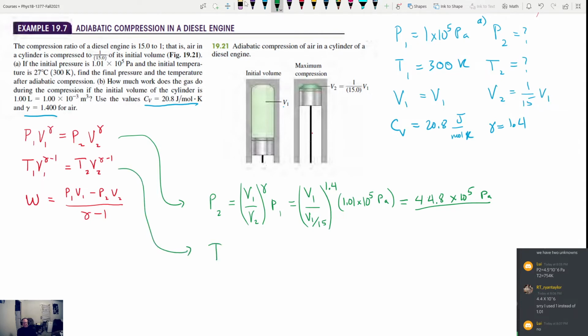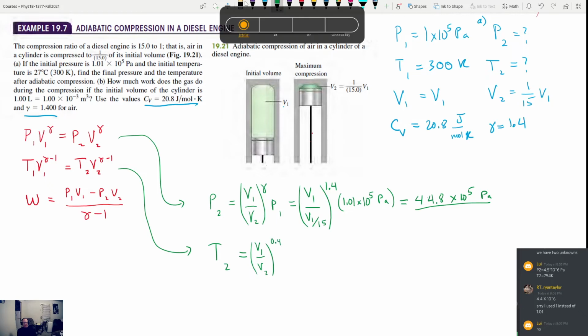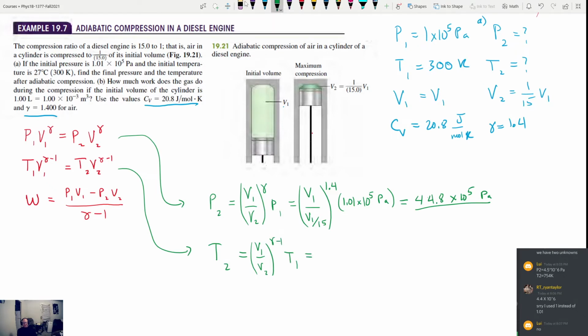This tells us that T2 should be equal to V1 over V2 to the gamma minus 1, which is going to be 0.4. You know what? I shouldn't do that. We'll do 2 steps. Gamma minus 1, and then we multiply by T1. That's going to be V1 over V2. We already saw the ratio there is 15. And we raise that to the gamma minus 1, which is 0.4. And we multiply by our original temperature, which is 300 K.